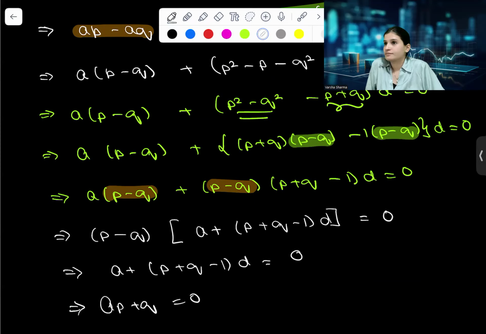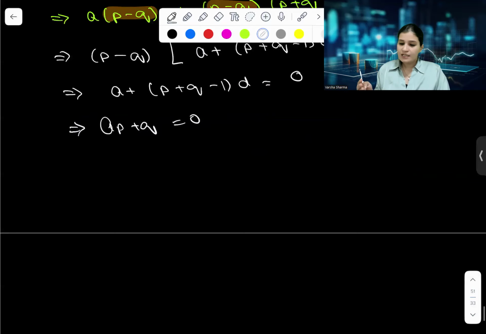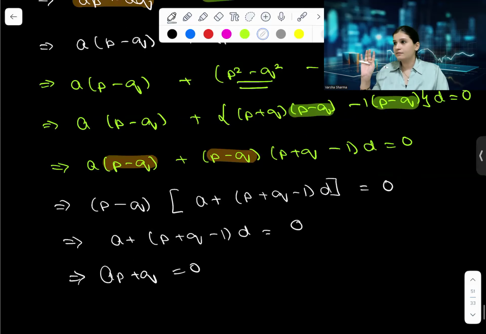Understood? Yes, ma'am. Any doubt? This is a little heavy sum because of the factorization. Okay? Guys, clear? Yes, ma'am. Okay. So these are the first in this category, the proof ones. Now we move to another variety. It's a very famous sum. Everybody done?